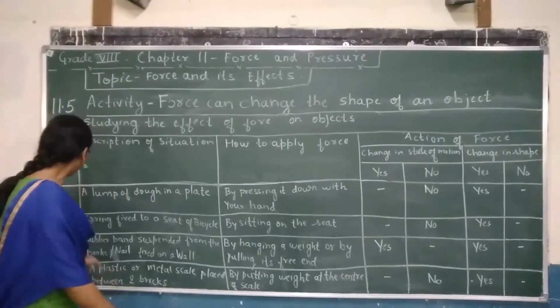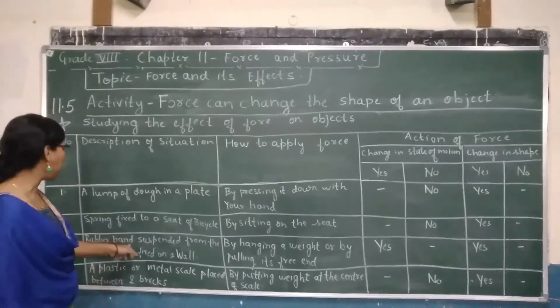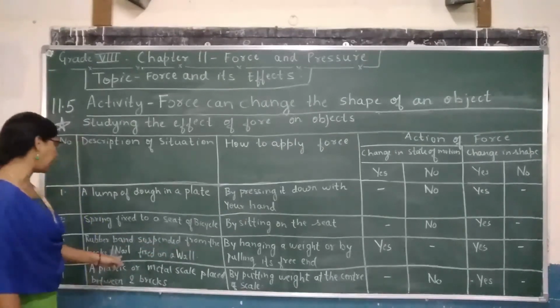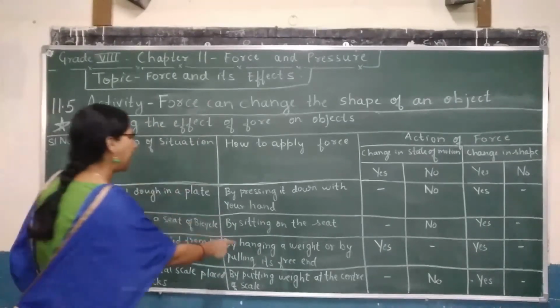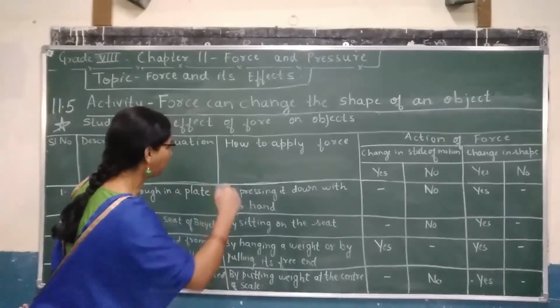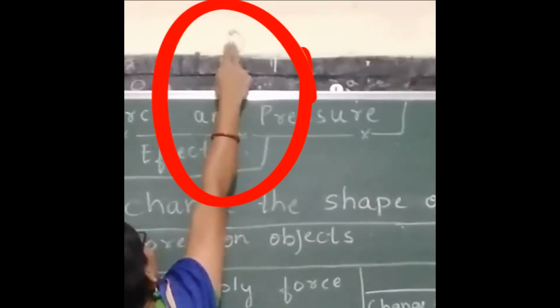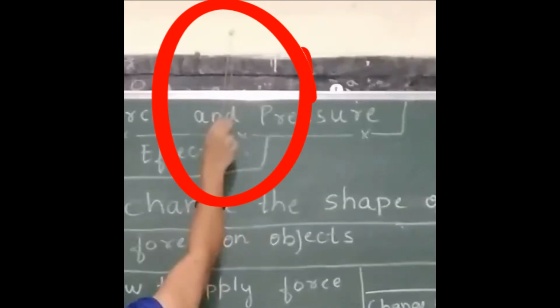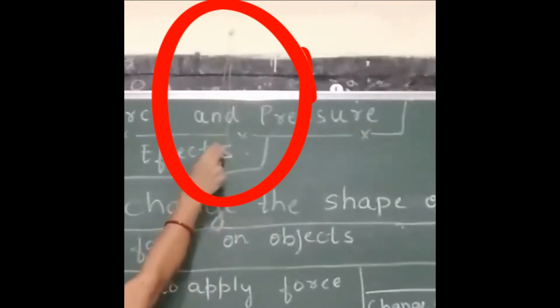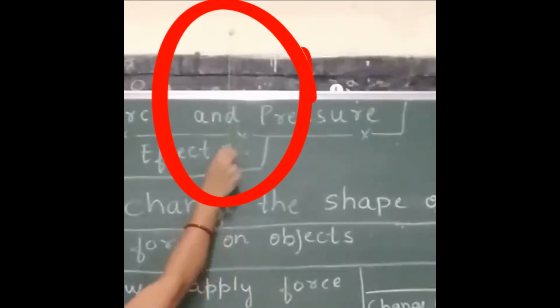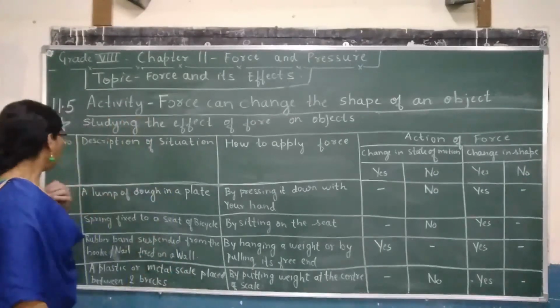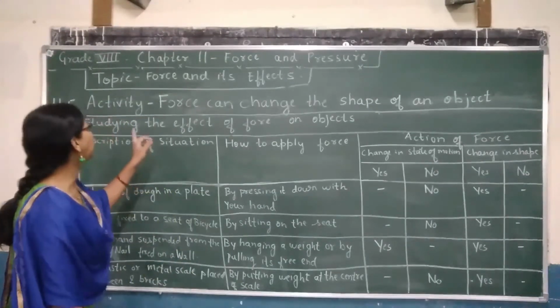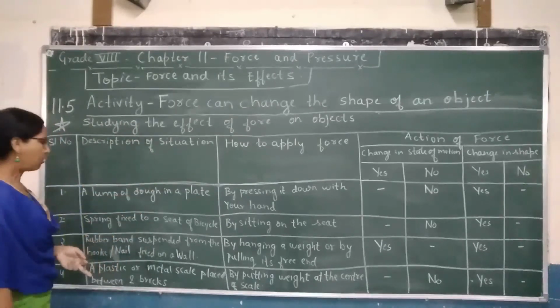So, in our third situation, we have to take a rubber band suspended from a hook or nail fixed on a wall. Here you can see the rubber band. So, how to apply force? By hanging a weight or by pulling it with a free hand. So, let us try to pull it. Have you seen, children? There is a change in state of motion. It is coming from that to here. And the shape of the rubber band also got changed. So, we see that there is a force which changes the shape of the object.